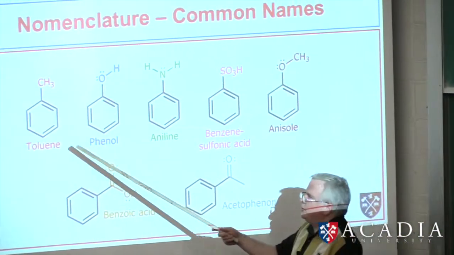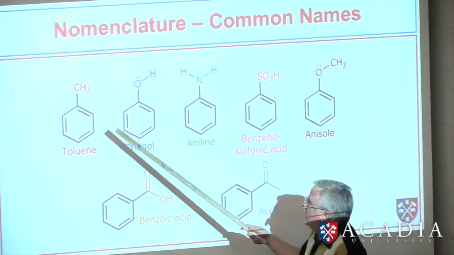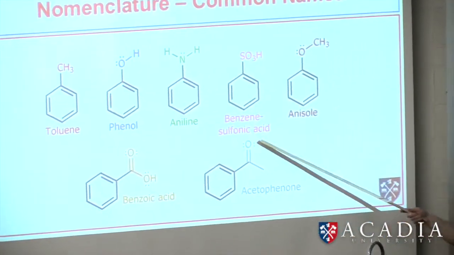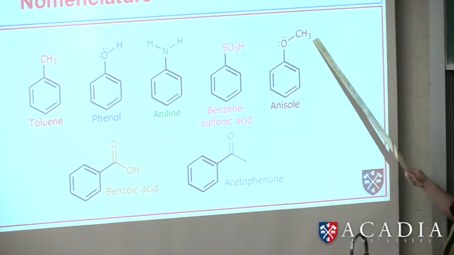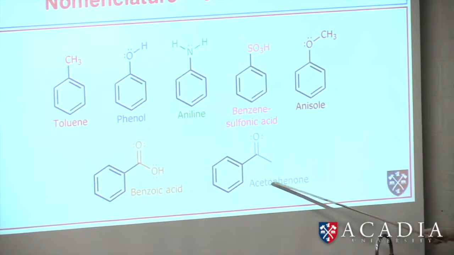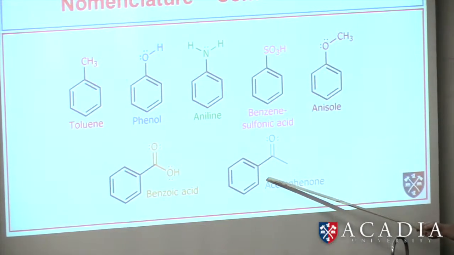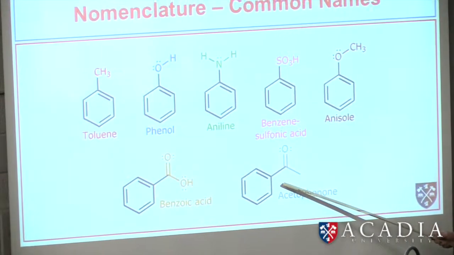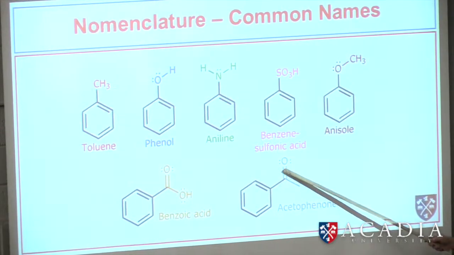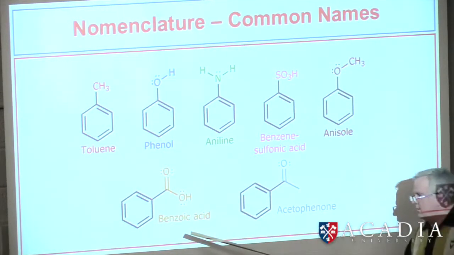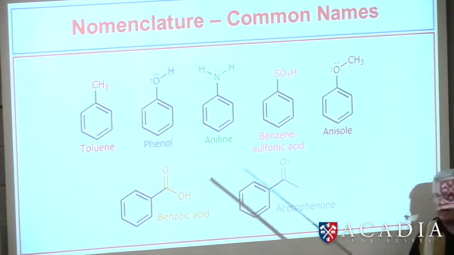This thing, this toluene, you could call it methylbenzene. You could call this hydroxybenzene, aminobenzene. Actually, that's pretty well the same. Methoxybenzene. We could call this, instead of acetophenone, can anybody think of another name? Acetyl or ethanoyl benzene. And this is benzoic acid.